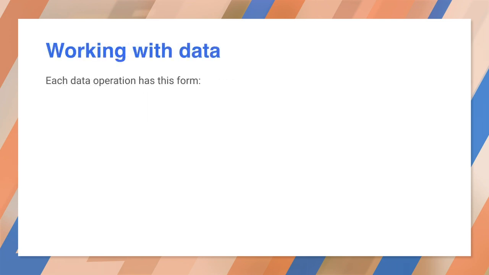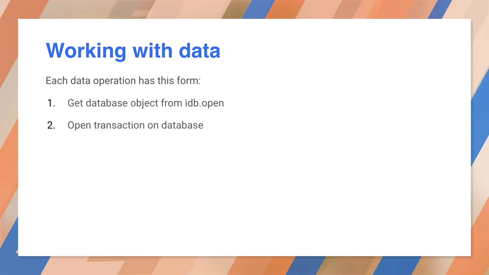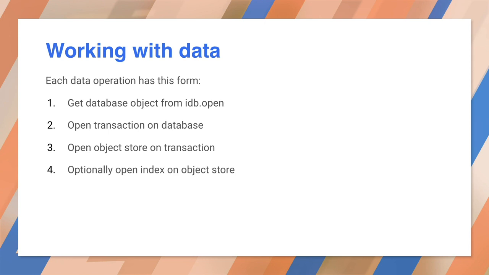When you work with a transaction, you first open a transaction on the database. Transactions may be read-only or read-write. You then open any object stores and indices you will need. Finally, you can perform the operations. It seems like a lot of steps, but it's needed to preserve the integrity of the database.